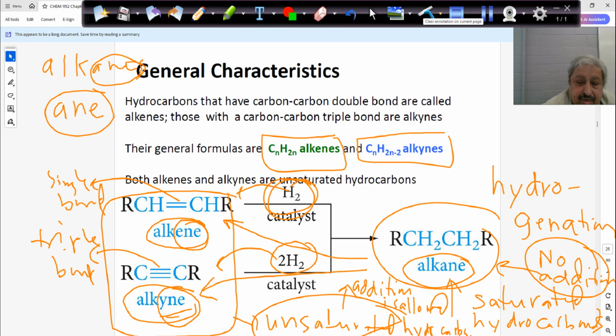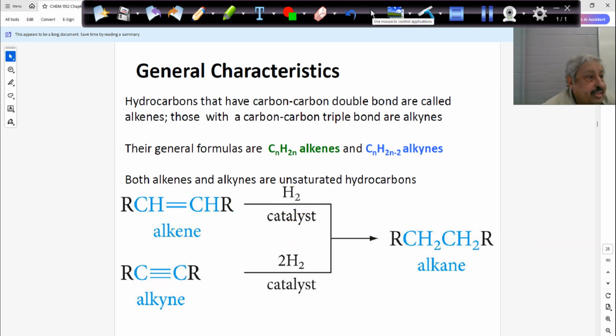So, everybody has this? Can I take it out? Let's take this one out. So, when things are unsaturated, we can add any more? Yes, that's correct. Anytime you have unsaturation, unsaturation means you have a double or triple bond. You can add to that.